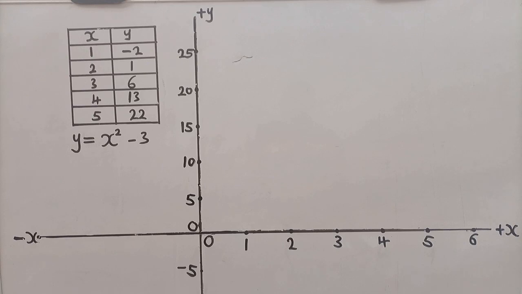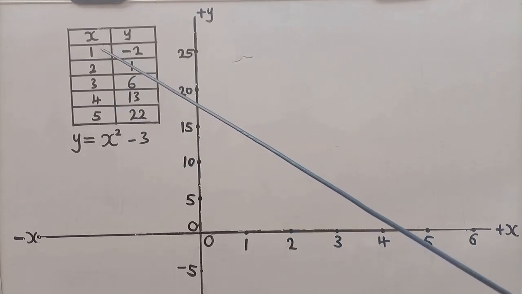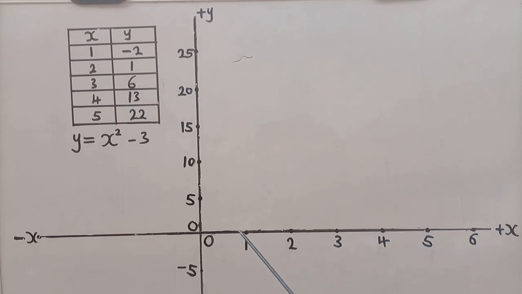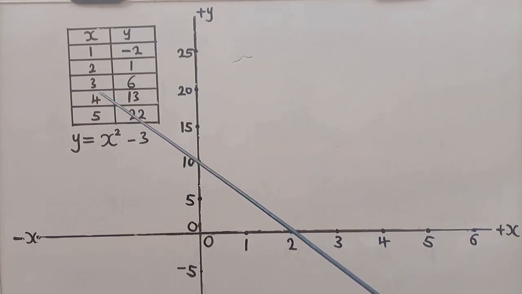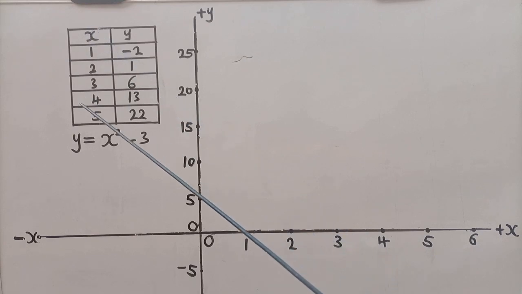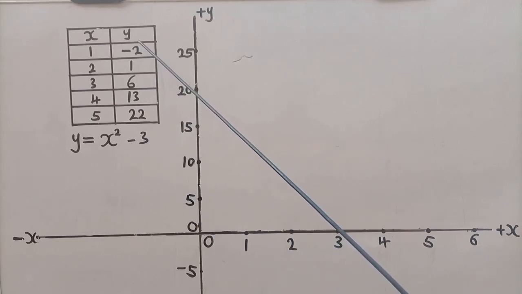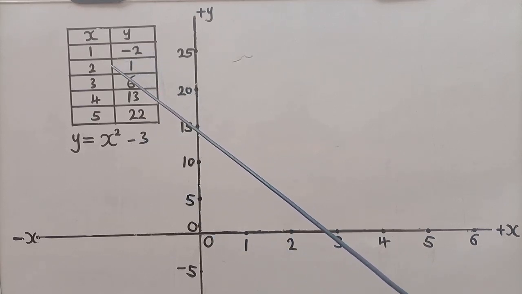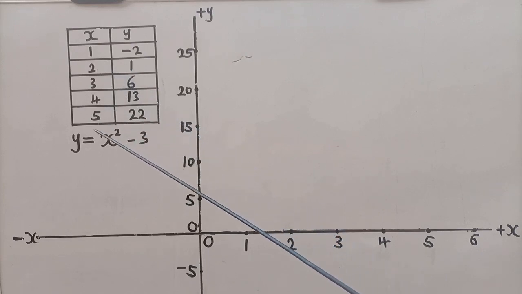Please, before we proceed, confirm that all these values in the table conform to this x to the power 2 minus 3. That is, if x is 1, put 1 here. 1 to the power 2 is 1. 1 minus 3 is equal to minus 2. Do the same thing for the remaining pairs of values.